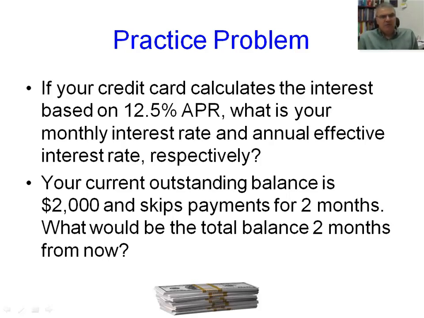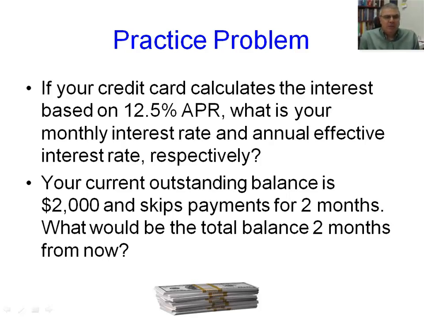So if your credit card calculates the interest based on a 12.5% APR, what is your monthly interest rate and annual effective interest rate respectively? So what is the monthly interest rate and annual effective interest rate respectively? Then your current outstanding balance is $2,000 and you skip payment for 2 months.